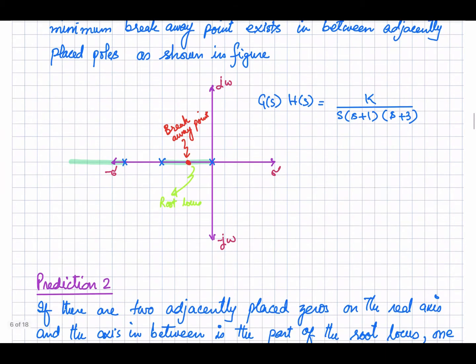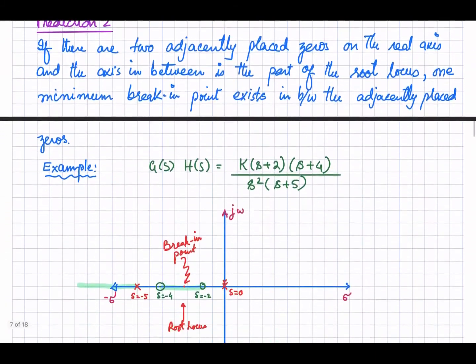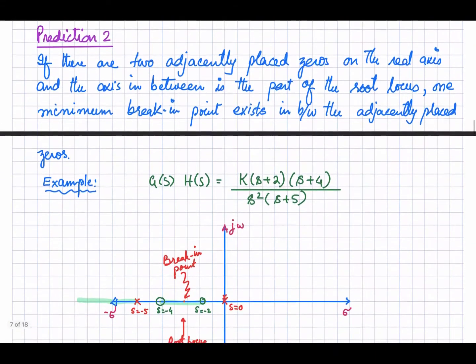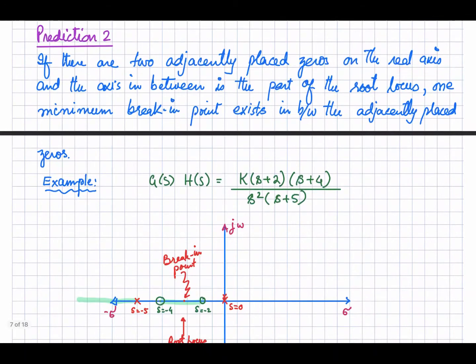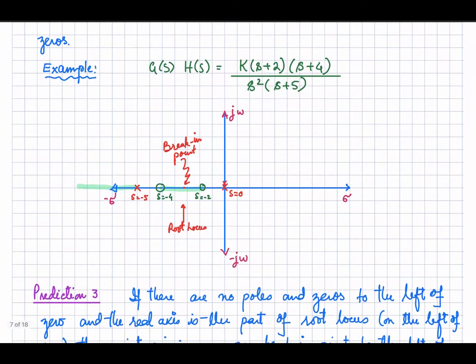Okay, similarly, if you have two adjacently placed zeros on the real axis, then the real axis in between them is part of the root locus. It means some pole will be coming toward those zeros, right? So let's consider this case. We have two zeros and we have three poles. Two poles are sitting at the origin, a double pole at the origin. One pole at s equal to -5, and here you can see the two zeros, this one and this one.